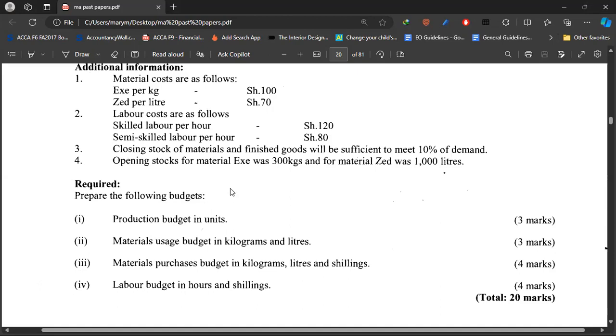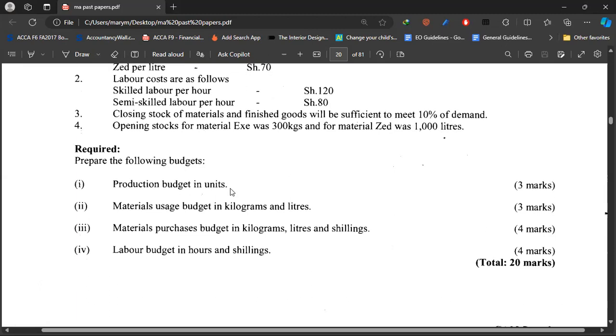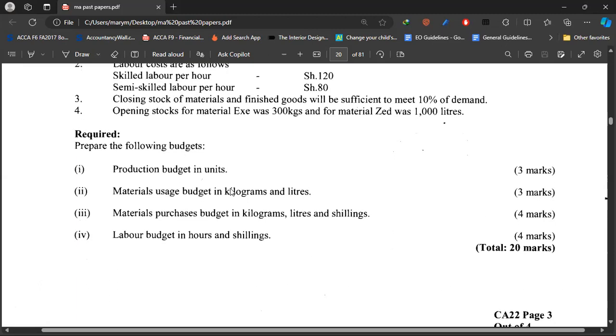So number one, the examiner is asking us to come up with the production budget in units, material usage budgets in kilograms and liters, material budget in kilograms, liters, and in shillings. Then the last one, the examiner is asking us for the labor budget in hours and in shillings. So that is the question already given, similar to what we have done. It's not hard. You're just going to be following the same process.